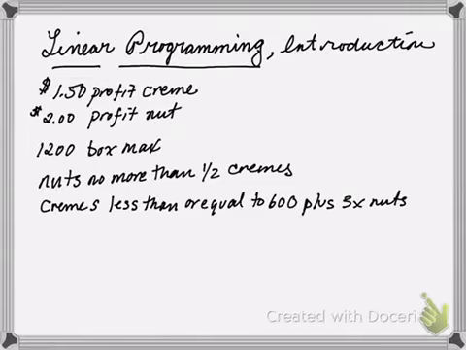So this would be interesting without even knowing what linear programming is. This would be interesting to see if you could figure out how many boxes of each type should be produced in order to maximize profit. And a key number here is this one, right? We have the 1,200 box max. That's the most that we're going to be able to produce per month.